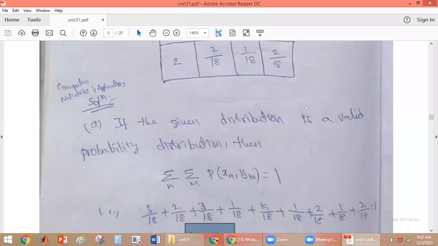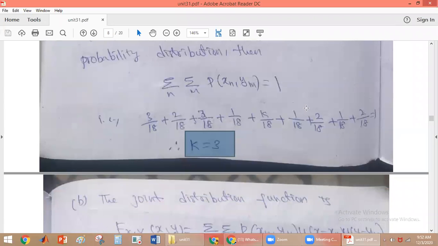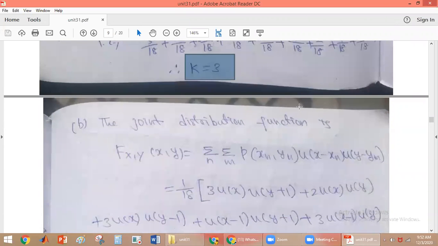Now we have to find out the joint probability distribution function. So what is the formula for joint probability distribution function? It is F_XY(x,y) is equal to summation with respect to n, summation with respect to m, P(xn, ym) u(x minus xn) u(y minus ym). So this is the joint probability distribution function formula.